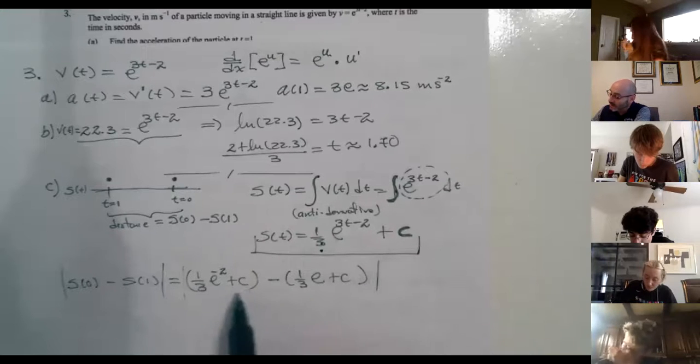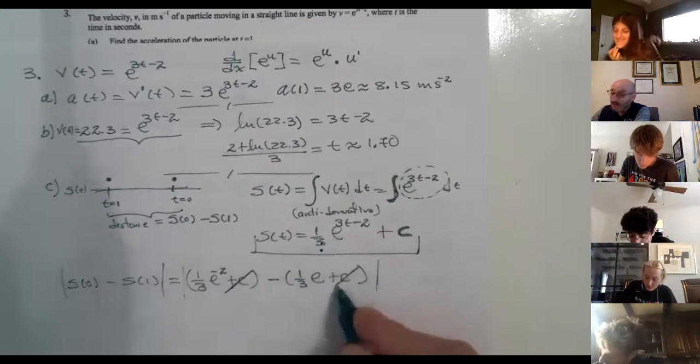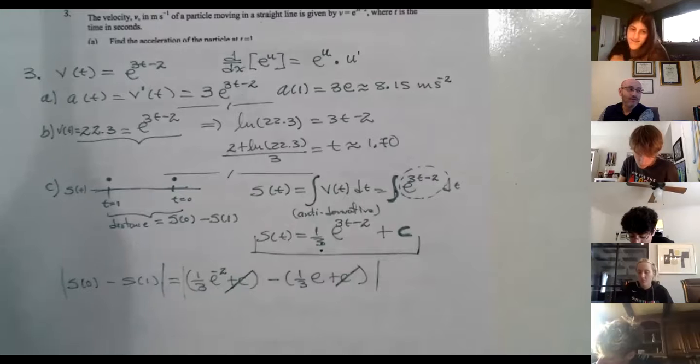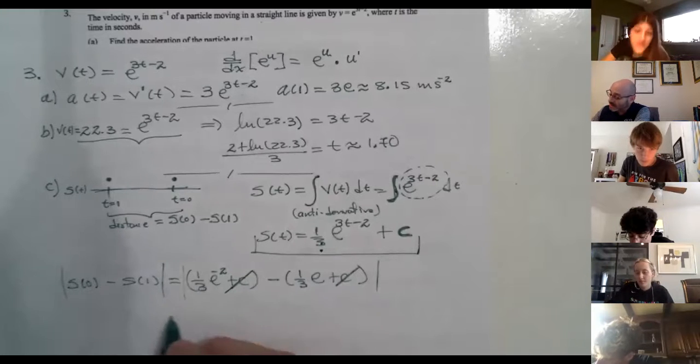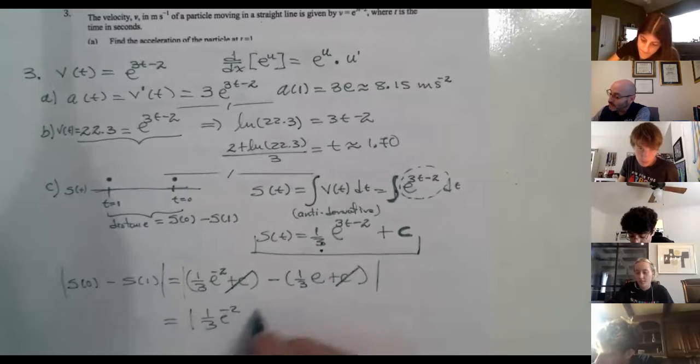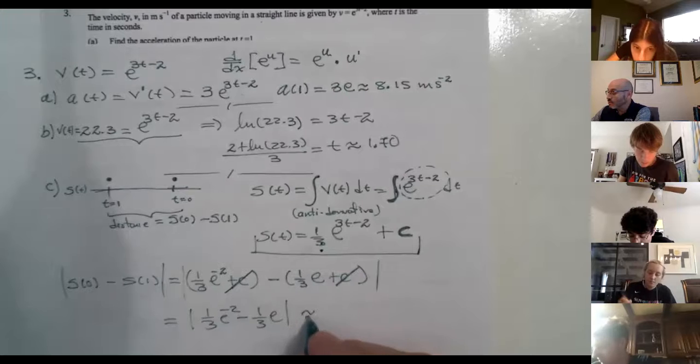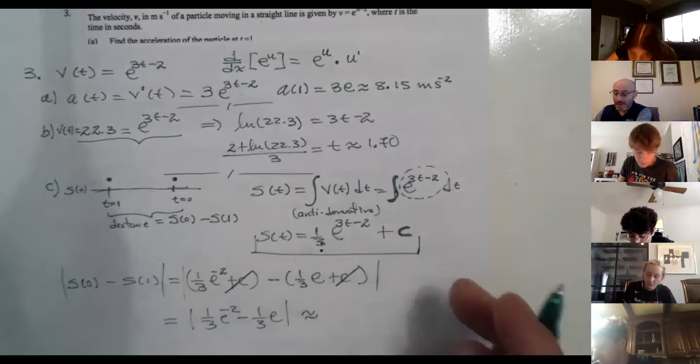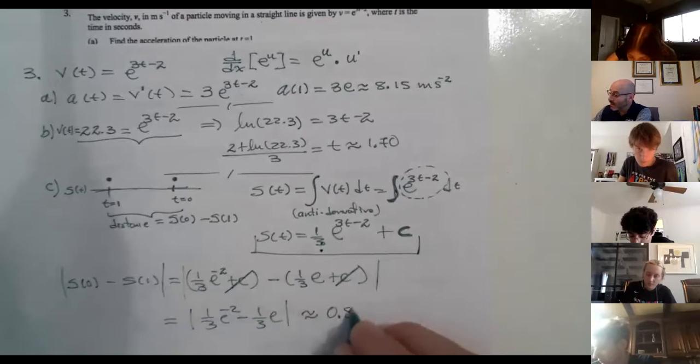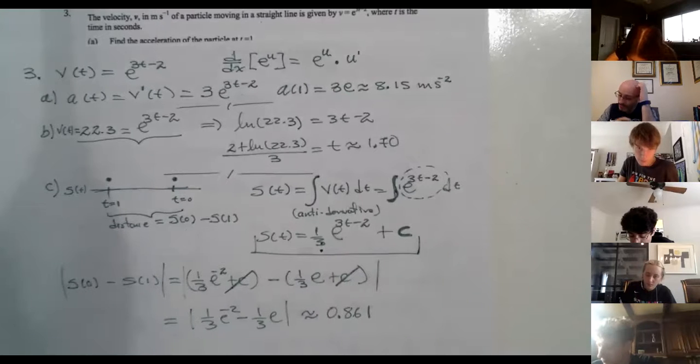So look, this c value and that value cancel. So the c value in this problem is irrelevant, okay? And then what do we have at the end? The absolute value of 1/3 e to the negative 2 minus 1/3 of e. If we do that correctly, that should be about 0.861.